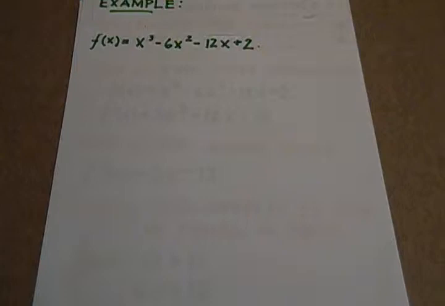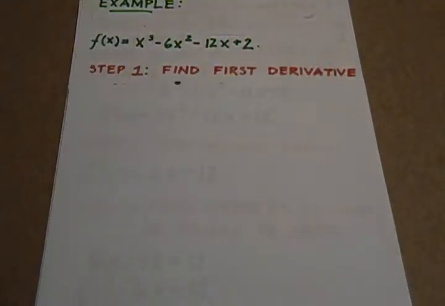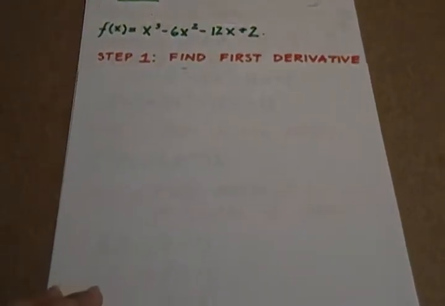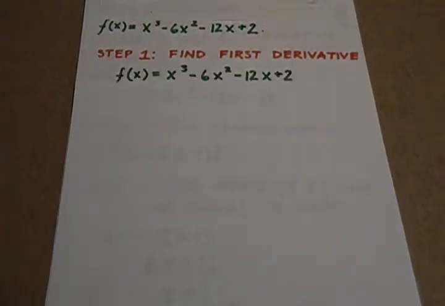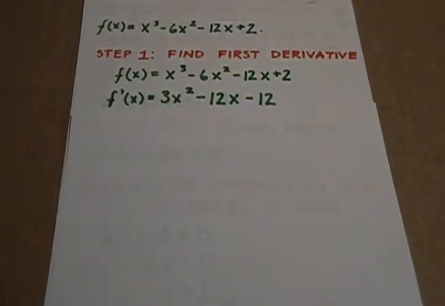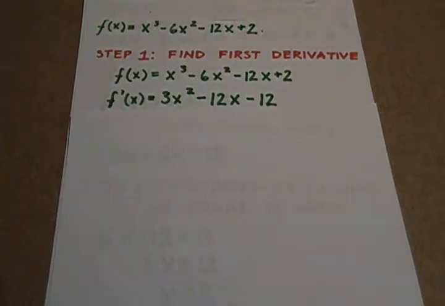So here is the first example. f of x equals x cubed minus 6x squared minus 12x plus 2. The first step is to find the first derivative. So here is the first derivative. It is 3x squared minus 12x minus 12.